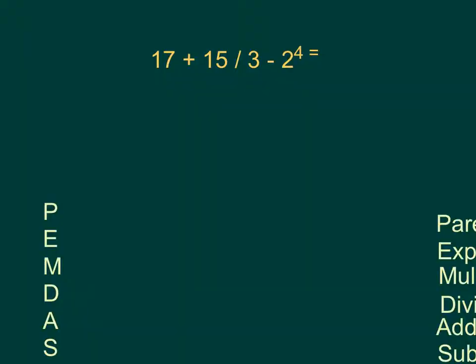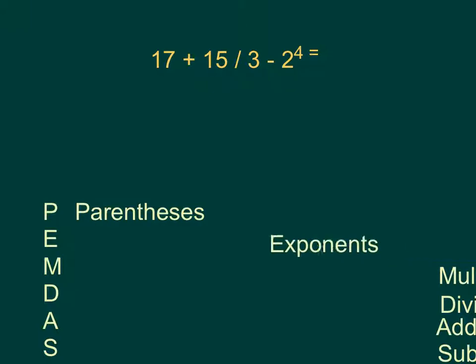To solve a problem like 17 plus 15 divided by 3 minus 2 to the fourth, we have to use the order of operations. And we use the word PEMDAS to remind us what order the operations are. We start with parentheses, and then we follow with exponents.